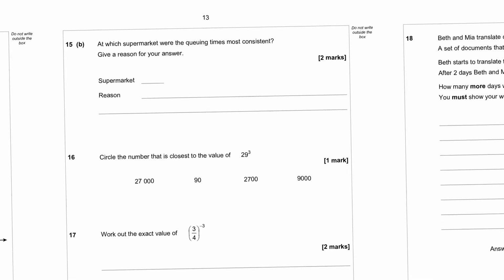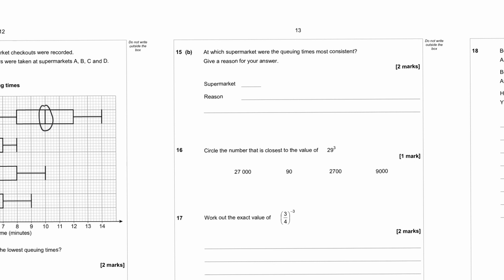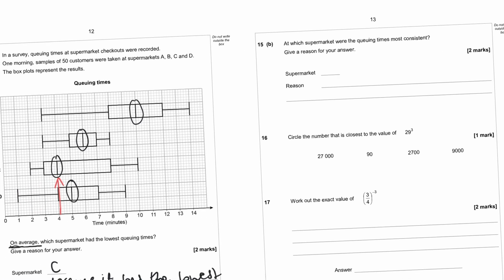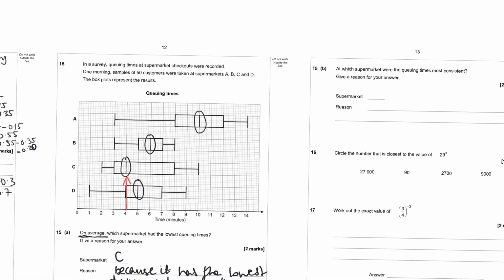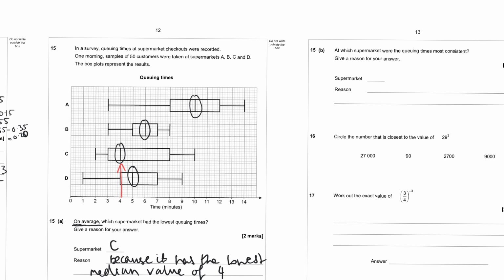So looking at question 15b now, it says, which supermarket were the queuing times most consistent? So in terms of consistency of the queuing times, you're basically looking at the queuing times that are closest together. That's what it means by consistent. Not too much of a range. So if I put both pages on, just so you can see that, we're really focusing on something that we call in maths the interquartile range.